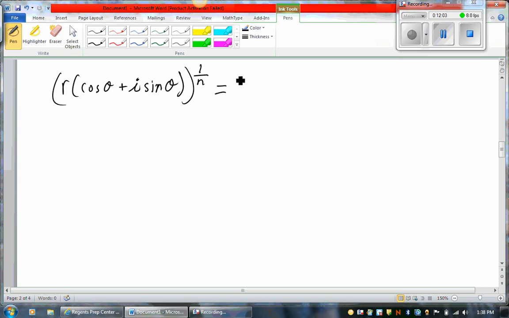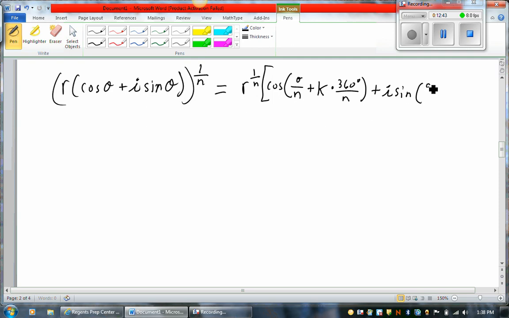Okay, and this is going to equal, now bear with me here because this is a fairly long formula, r to the 1/n times the cosine of theta divided by n plus a number k, which I'll define in a second, k times 360 degrees all over n, plus i times the sine of that same new crazy angle, theta over n plus k times 360 degrees over n. That's the formula.